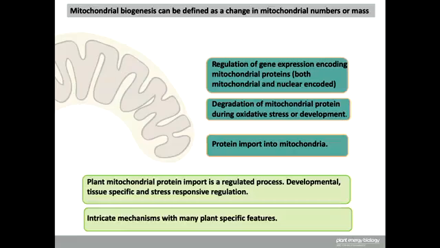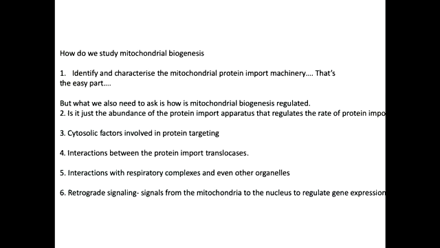So we're finding out that there are a lot more intricate mechanisms of regulation. It's not just as simple as identifying what the receptors and the transporters are. It's more about going into how they are regulated. What changes the abundance? Okay. So this is dot points 1 to 6, how we study mitochondrial biogenesis. The easy part is to identify and characterize a component. You can identify a receptor or a transporter based on homology.